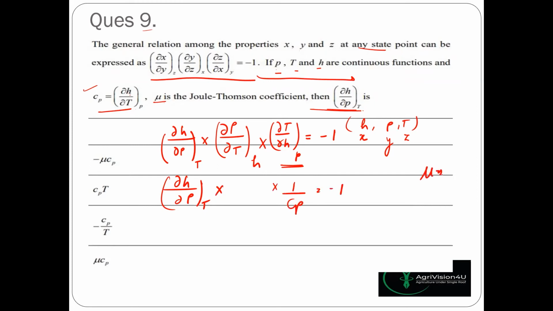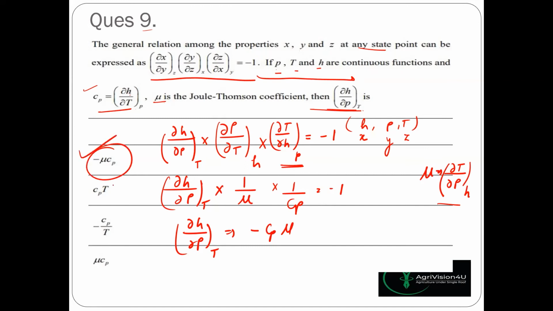Now mu is the throttling coefficient, that is the Joule-Thomson coefficient, and in the Joule-Thomson coefficient, at constant enthalpy the change in temperature is measured in terms of change in pressure. That means ∂T/∂P at constant enthalpy. So this expression ∂P/∂T at constant enthalpy is right over here. So we can replace it by 1 by mu. That means ∂H/∂P at constant temperature would be equal to minus Cp into mu. Hence the answer would be minus Cp into mu. That means this expression is equal to minus mu into Cp.